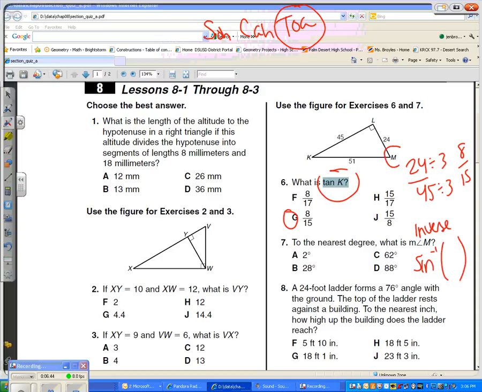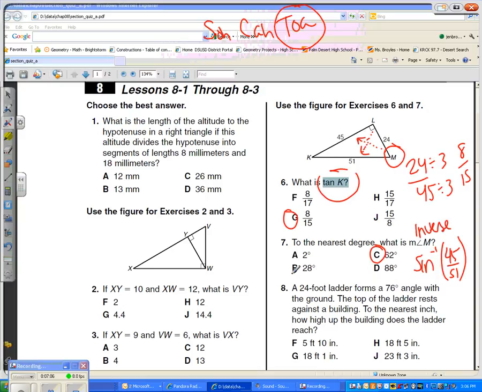Sine compares the opposite and the hypotenuse. With respect to M, because that's what it told us, the opposite side is 45, and the hypotenuse, which is across from the 90-degree angle, is 51. So I put that in my calculator, and I get that the answer is about 62 degrees.